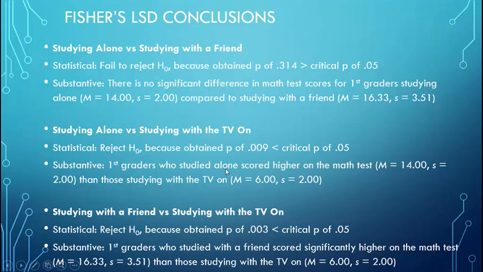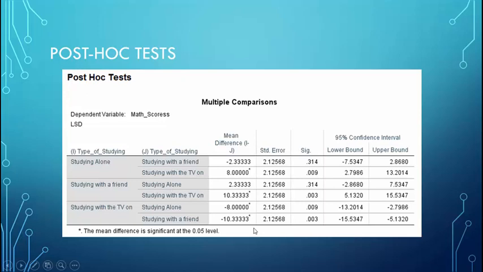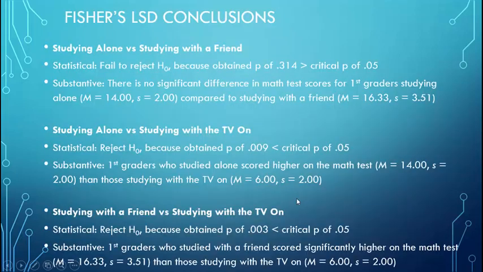First graders who study alone scored higher on the math test, 14, with a standard deviation of 2, compared to those studying with the TV on, with a mean of 6 and a standard deviation of 2. And lastly, studying with a friend versus studying with the TV on. Again, we reject the null because our obtained P of 0.003, which is right here, is less than the critical P of 0.05. First graders who study with a friend scored significantly higher on the math test with a mean of 16.33, standard deviation of 3.51, than those studying with the TV on. Mean of 6, standard deviation of 2.